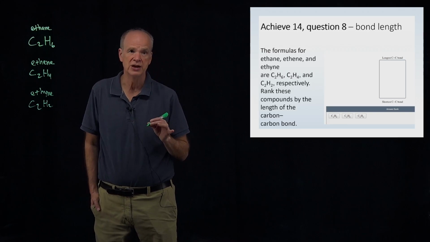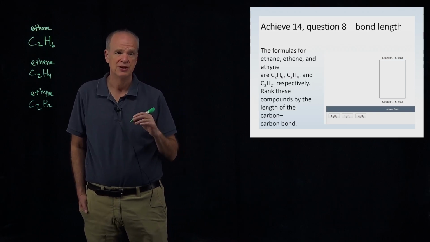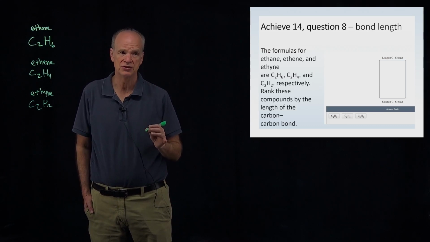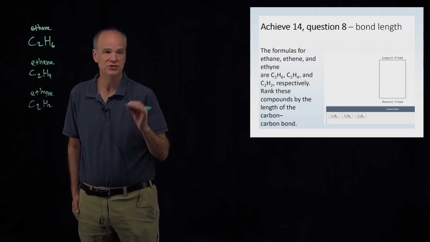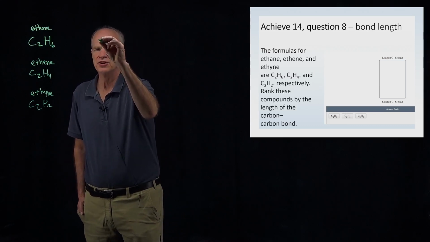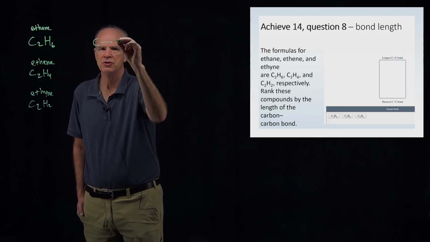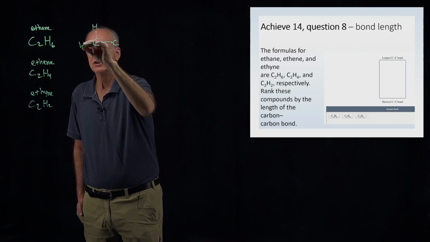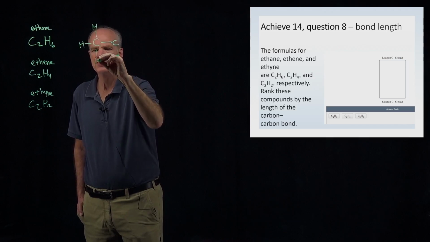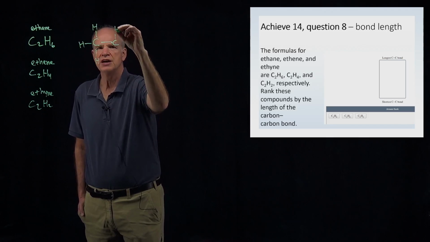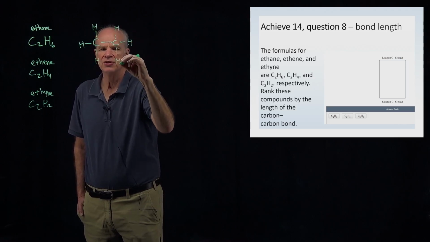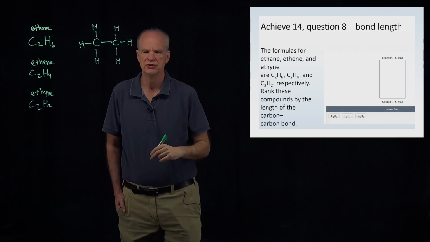So you can work out the correct Lewis structure on your own, but I'll give it to you right now. So ethane looks like this. There's a carbon, single bond to another carbon. And then each of these carbons has three hydrogens attached. And if you look carefully at the carbons, they all have octets. So this is a very good Lewis structure.